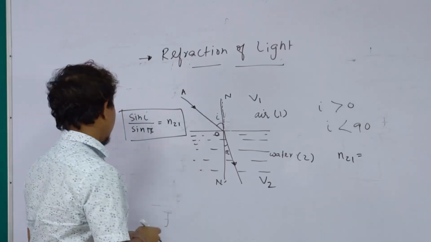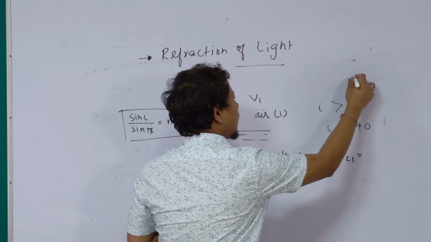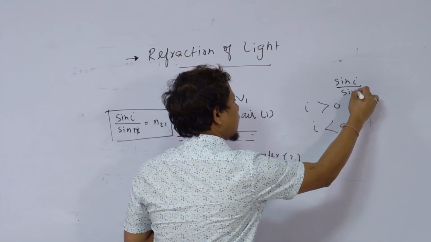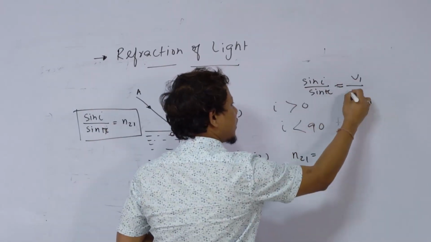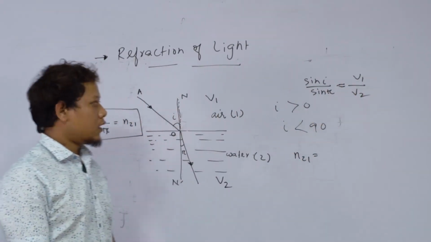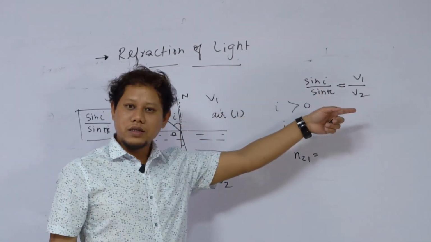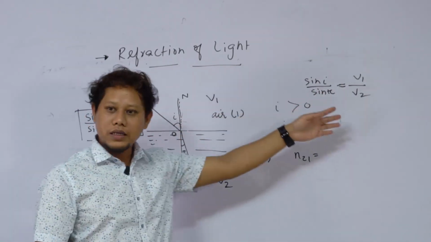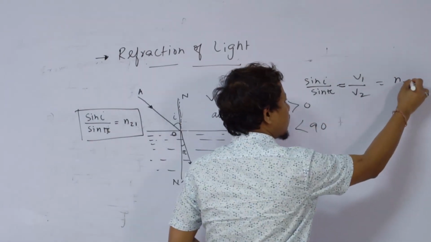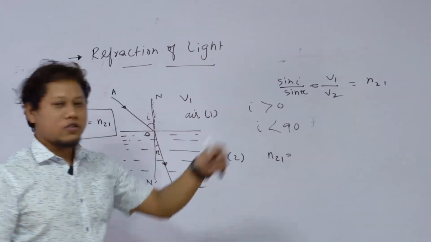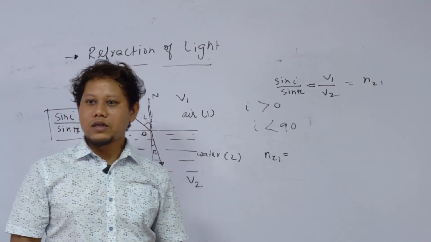So here we can write it like this also: sine i divided by sine r equals v1 by v2, where in the first medium the velocity is v1 and in the second it is v2. So this is the ratio of the velocities of the two media. We can equate this to the refractive index. This is known as the relative refractive index.